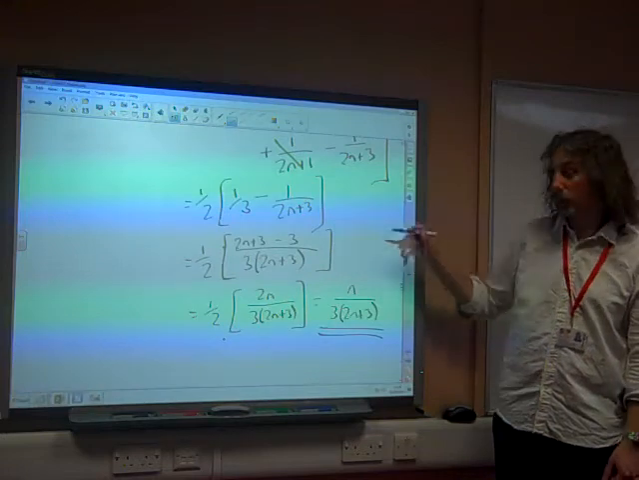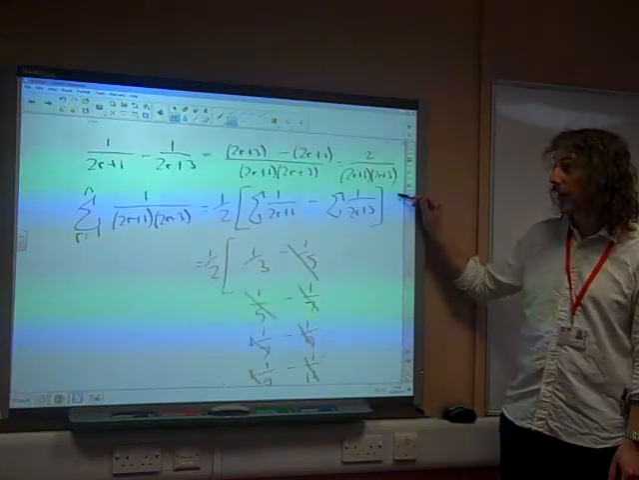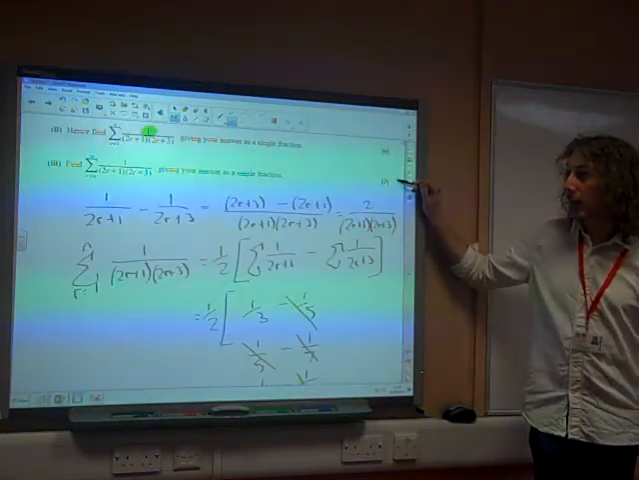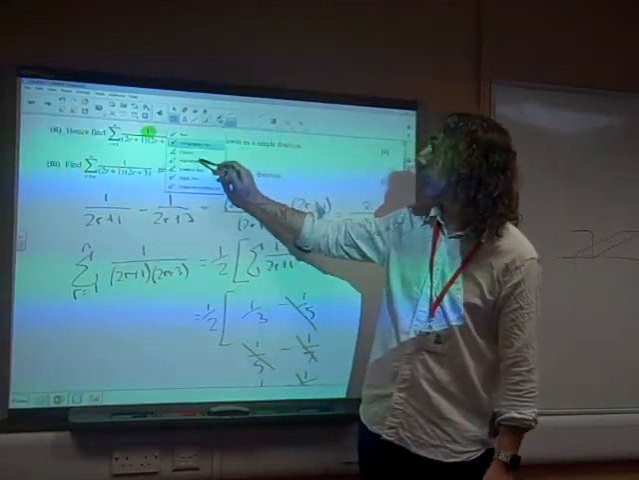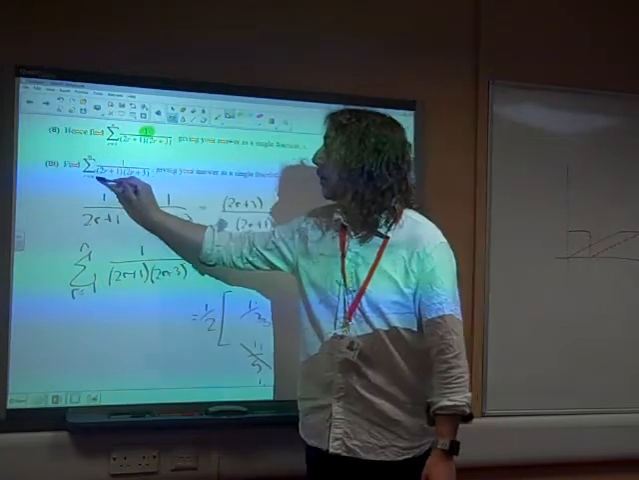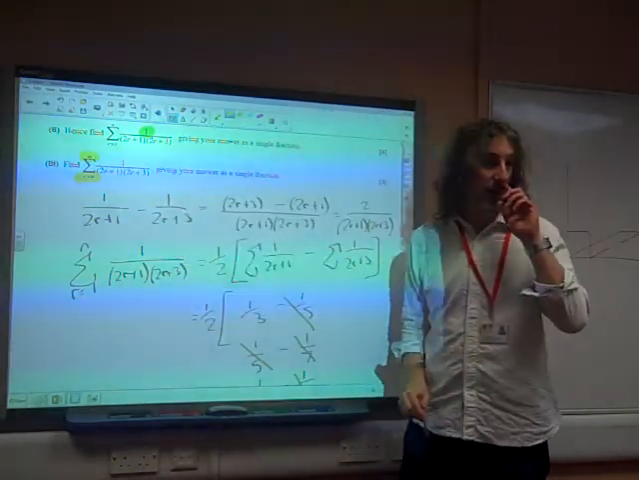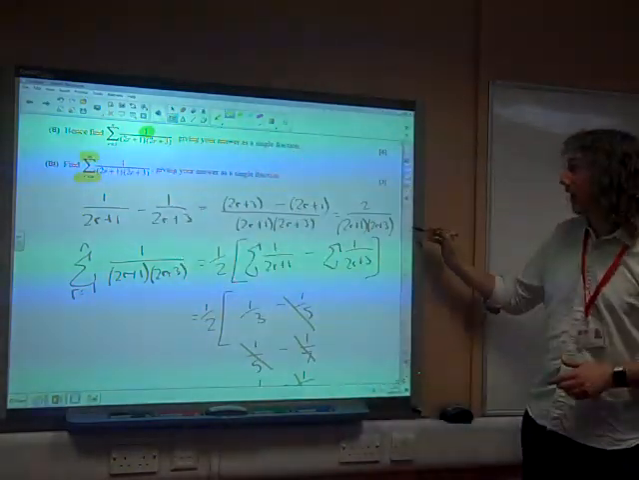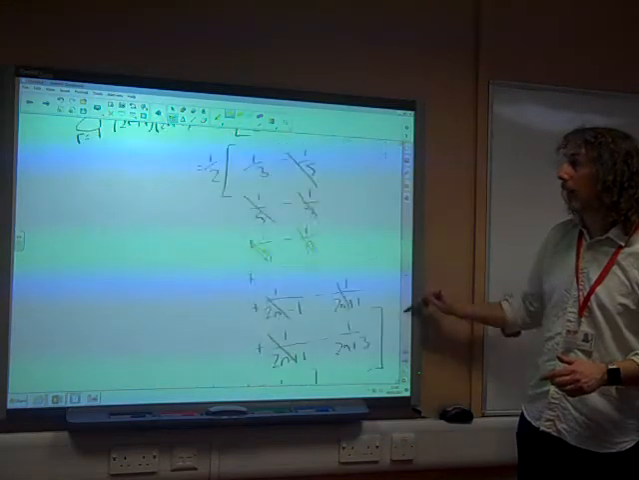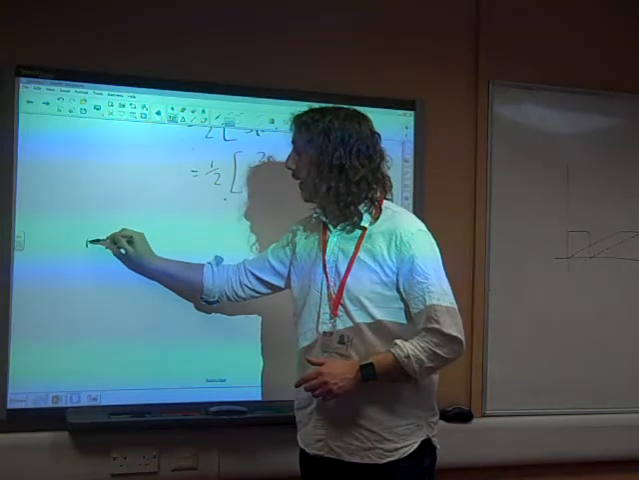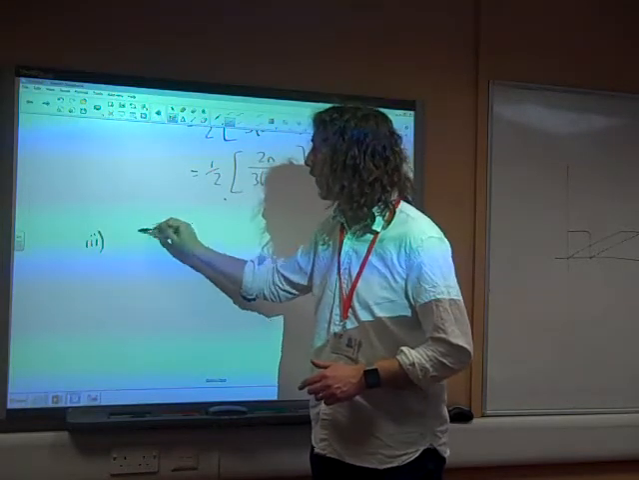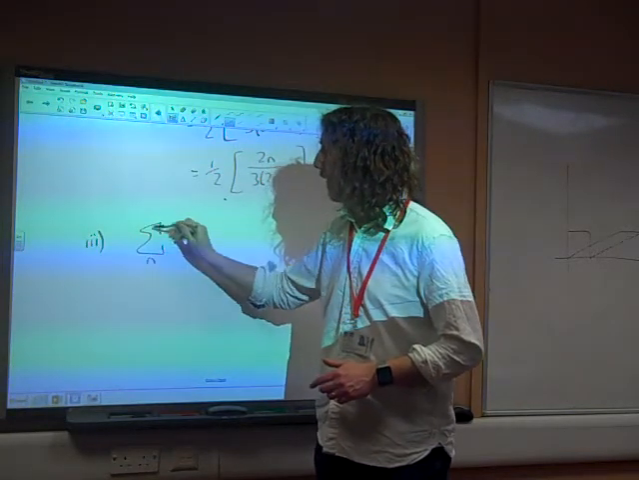It's better in that format for the next bit, because the next bit says, find the sum from, look here, we're going from n to infinity. We've still got that 1 on the top, but now we're going from n up to infinity. Giving your answer as a single fraction again. Right, so let's think through that bit. Is this part 3? The sum from n to infinity.